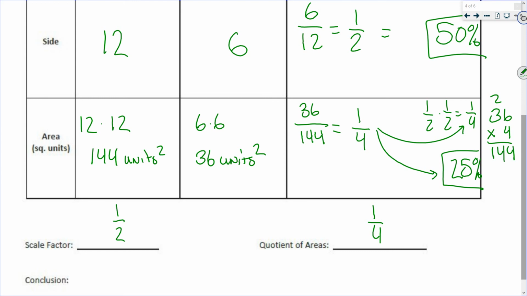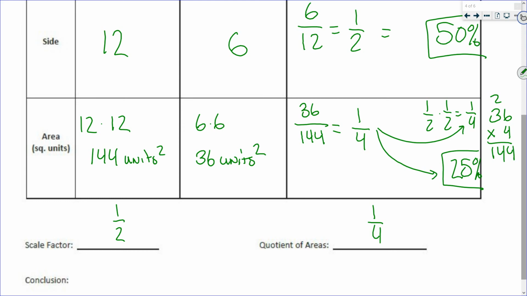So my conclusion stands true. My theory is right. In order to determine the quotient of the areas, if I take the scale factor and multiply it by itself, I'll get the quotient of the areas, or the scale factor of the area in its fraction form and its percent form. So my theory holds up. My theory stands true. So I just figured out that there's a shorter way to find the area without having to ever multiply it. I can find that scale factor lickety-split.